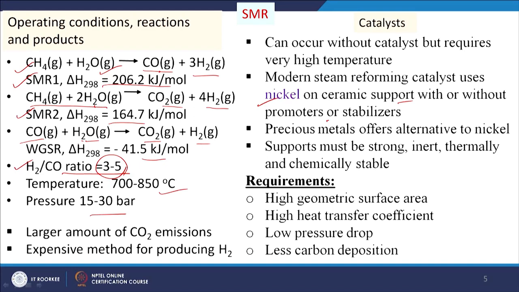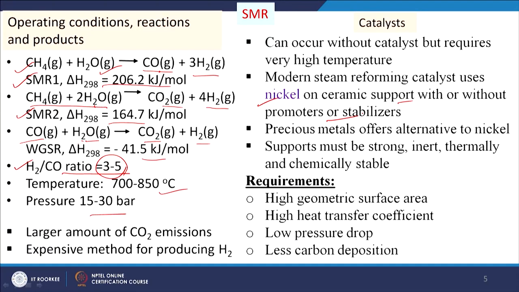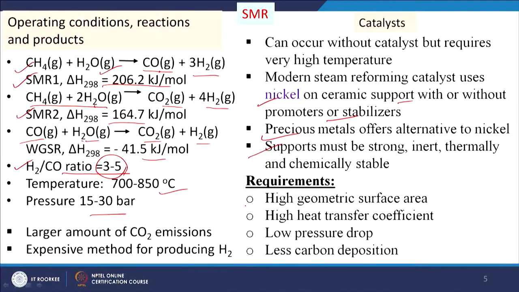If we do not use a catalyst, then also we will get some syngas formation. But basically, nickel-based catalyst on ceramic support, with or without some promoter or stabilizers, these catalysts have been used in the SMR process. The precious metals offer an alternative to nickel, and supports may be strong, inert, thermally and chemically stable. So, these are the catalysts for this reaction, and it requires high geometric surface area, high heat transfer coefficient, low pressure drop and less carbon deposition.